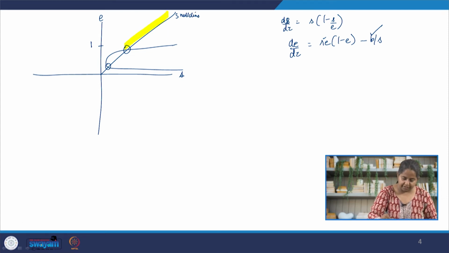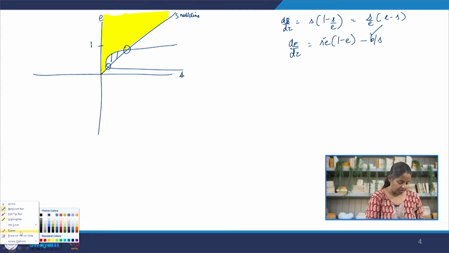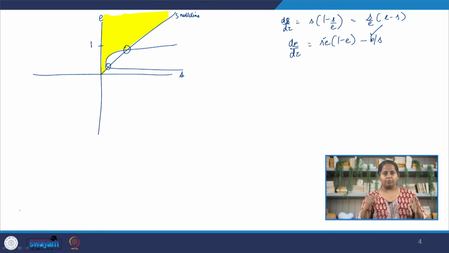So right now we are looking at this region. And in this region, let's first look at the S null cline because it is much simpler. So the S null cline is basically S by E, E minus S. Now when we are in this yellow highlighted portion, the value of E is higher than it needs to be. We are going to look at one segment at a time in the first quadrant, and right now we're only looking at the yellow segment.